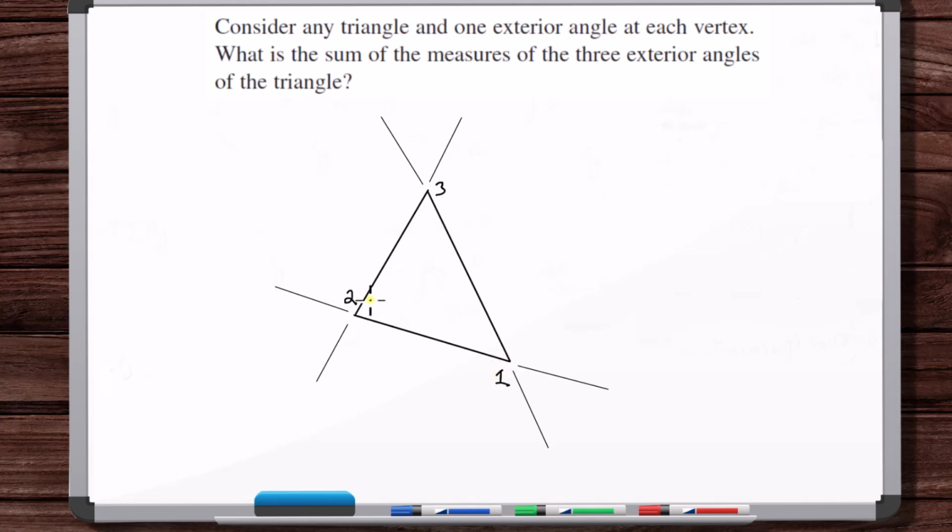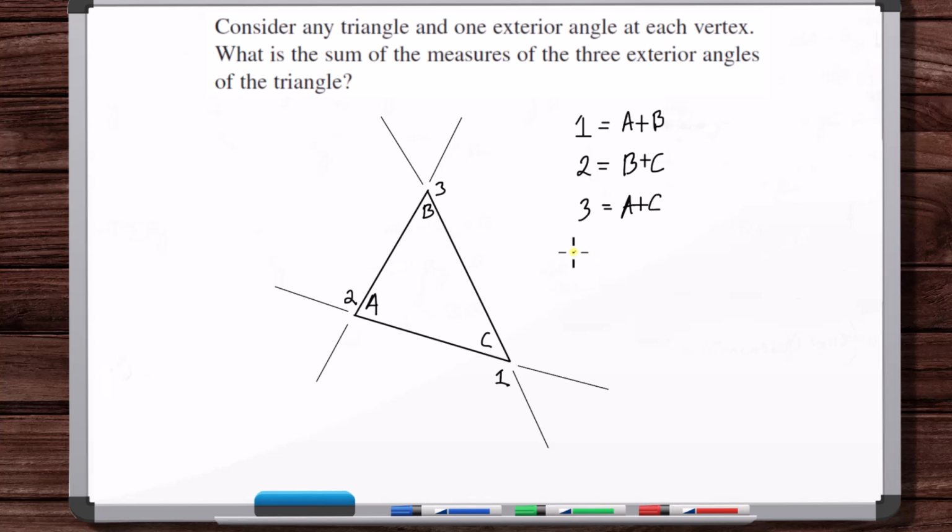So we can call this, let's say this is A, this is B, and this is C. Okay, so we know that, for example, 1 is equal to A plus B. I'm not going to write measures of angle 1 just to keep it concise. Okay, so we know this is true. Let's try and use this. So let's do this for the other exterior angles. So 2 is equal to B plus C, and 3 is equal to A plus C. Those are three true statements based on that corollary.